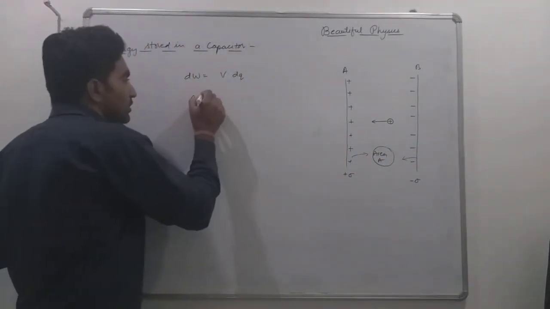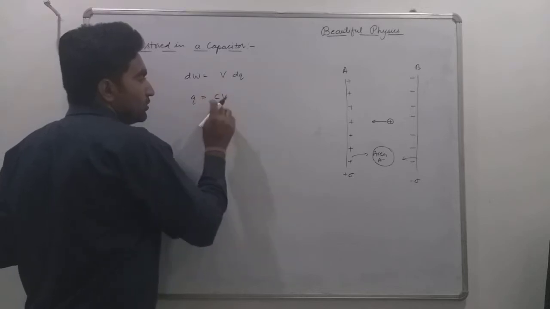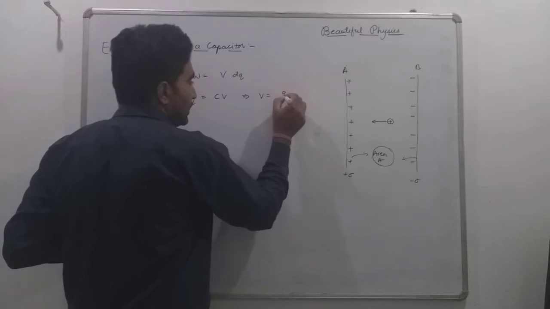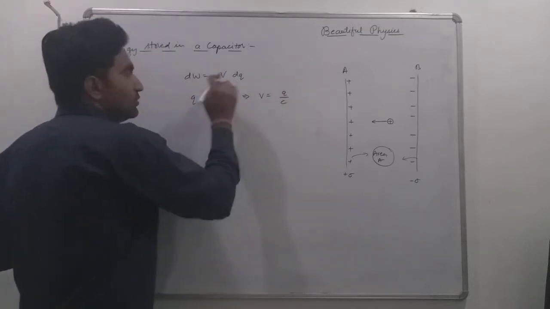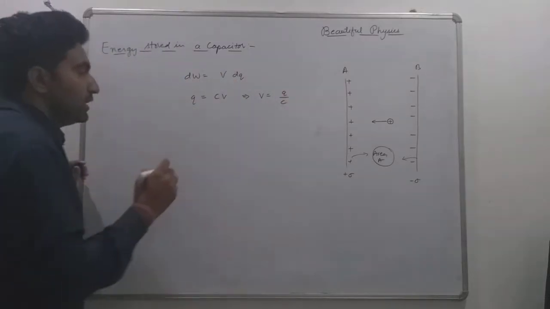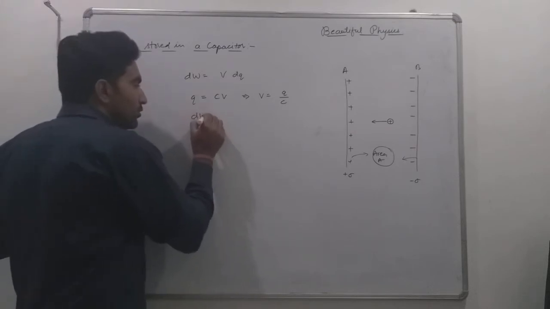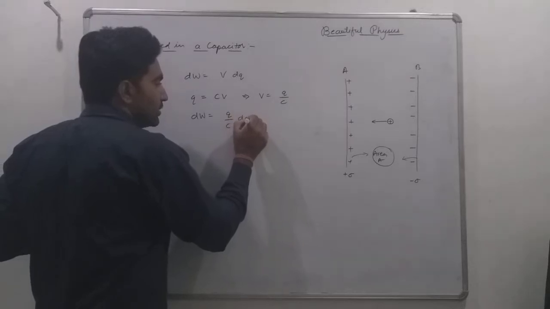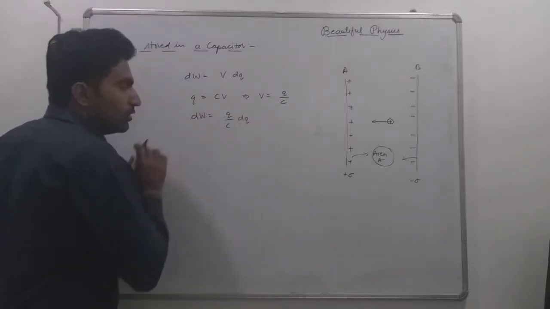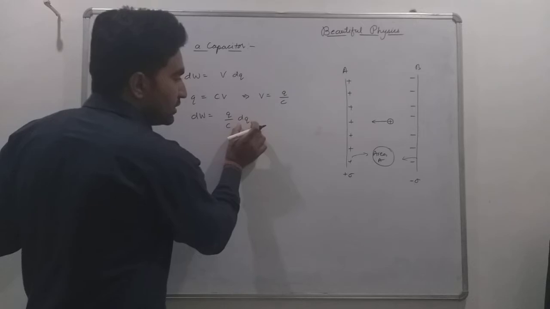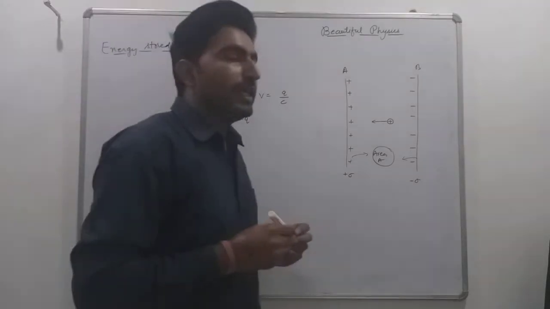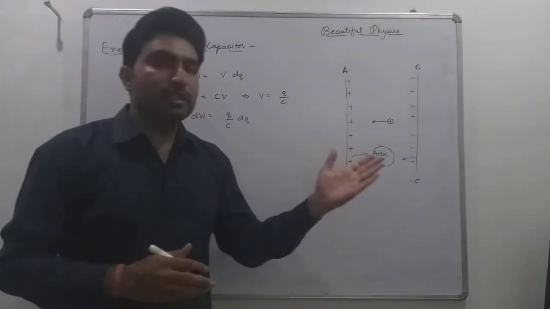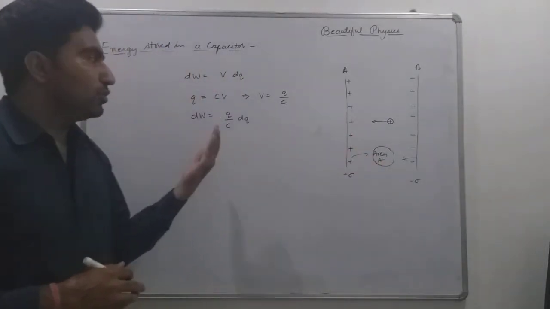We know that Q is equal to CV. So we can write V as Q divided by C. Using this result in the above equation, the work done dW will be equal to Q by C times dQ. It is the small amount of work done in transferring the charge dQ from plate B to A, and while we are charging the capacitor, a lot of charge is transferred from plate B to A.